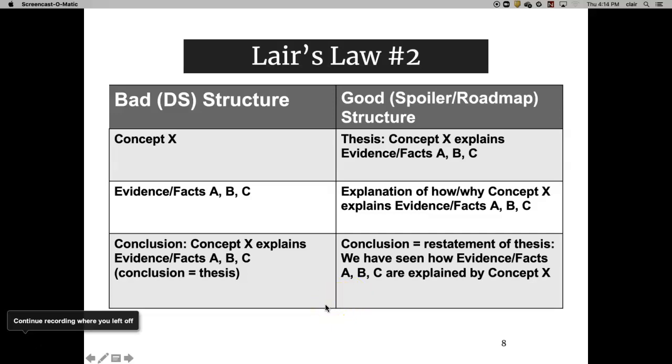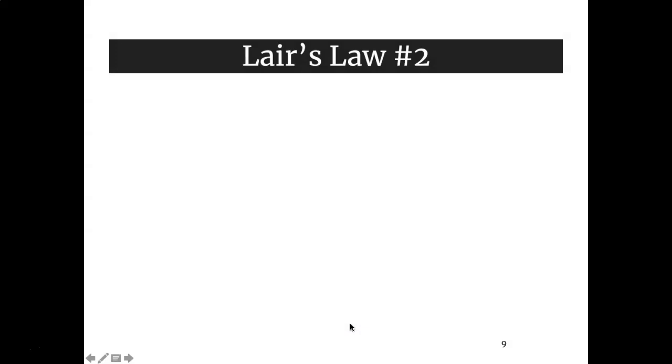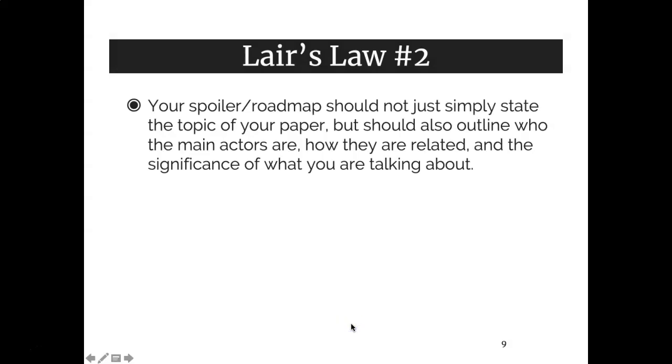It can take a while to figure out how to do it in practice, but it's extremely, extremely effective for your readers, which is why we want to work on structuring our arguments in this way. All right. Your spoiler should also not just simply state the topic of your paper or the section of the paper you're talking about, but it should outline, again, the main actors, how they're related, and the significance of what you're talking about. Why should the reader care to read about the things that your paper is covering and addressing?